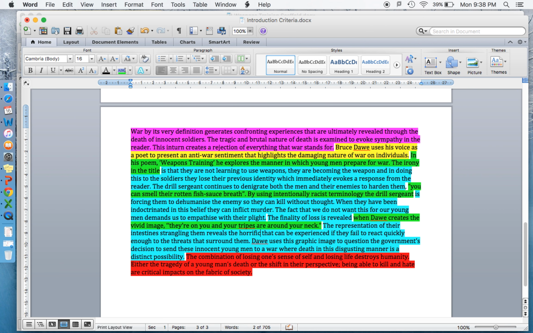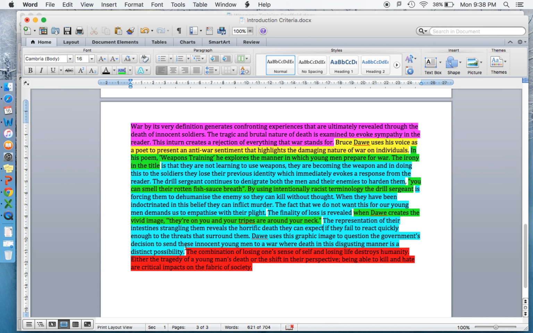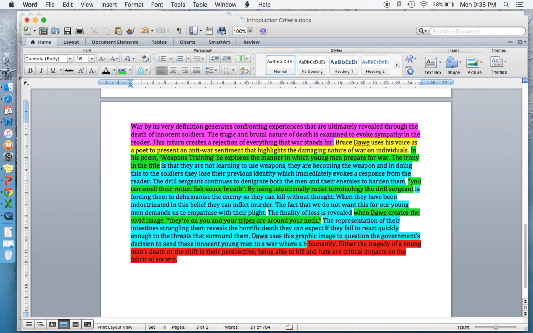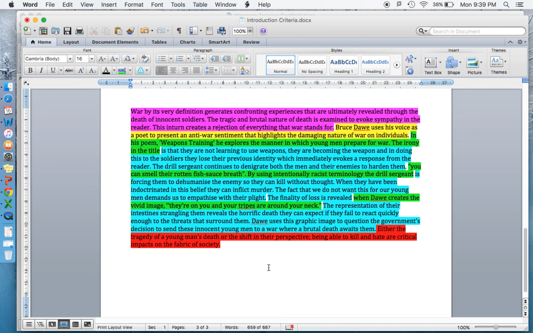The horrific death they can expect if they fail to react quickly enough to the threats that surround them. Dawe uses this graphic image to question the government's decision to send these innocent young men to a war where a brutal death awaits. Tragedy of the army of death or the shift in the army.